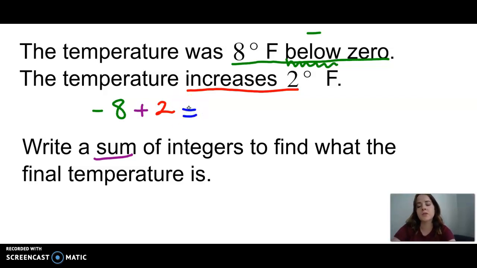And then from our rules earlier this week, if one is negative and one is positive, like we have here, that means we're going to subtract the two numbers and take the sign of the bigger number. Ignoring the negative, 8 is bigger than 2. I look at the 8, it is negative, so my answer will be negative. And then 8 minus 2 is 6. So my temperature would be negative 6 degrees, or 6 degrees below zero.